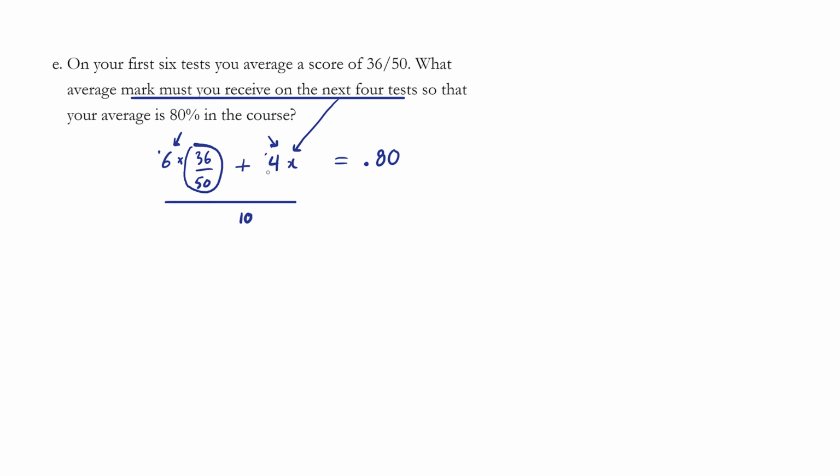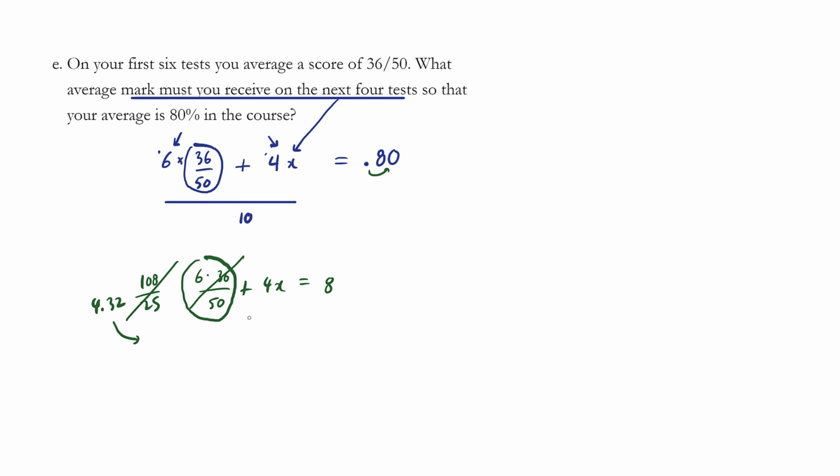Okay, so this is the equation, and let's work it out here. Let's multiply both sides by 10 to get rid of this denominator. And so what we have is 6 times 36 over 50 plus 4x equals 8. We simply moved the decimal place over. Let's clean up this fraction here. So if you simplify this fraction, it becomes 108 over 25, or more simply 4.32.